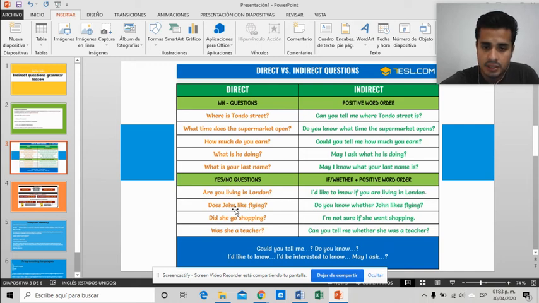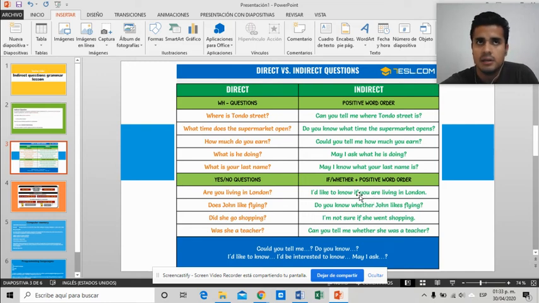So, does John like flying? Do you know whether John likes flying? So on here, we do have a question mark and we use whether instead of if. If you notice in here, I was telling you about the condition. I would like to know if you're living in London.